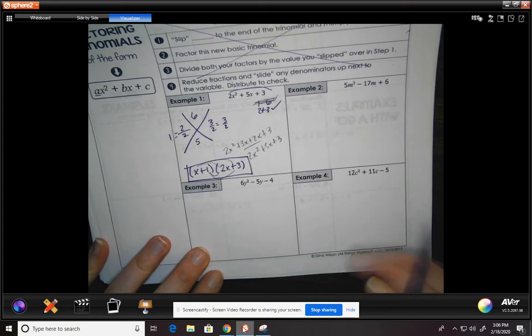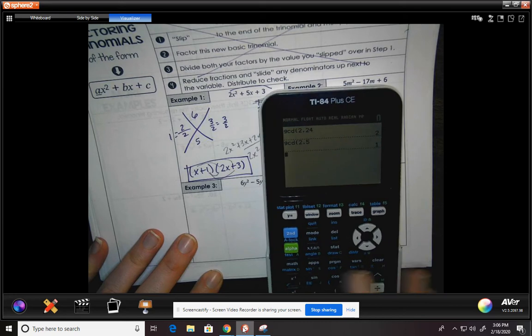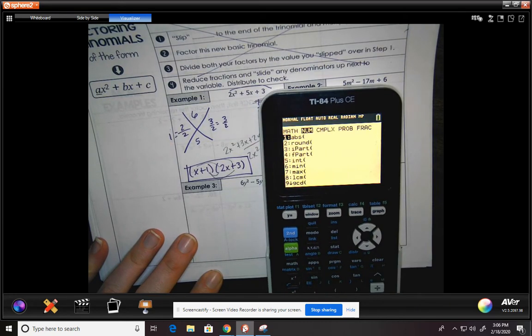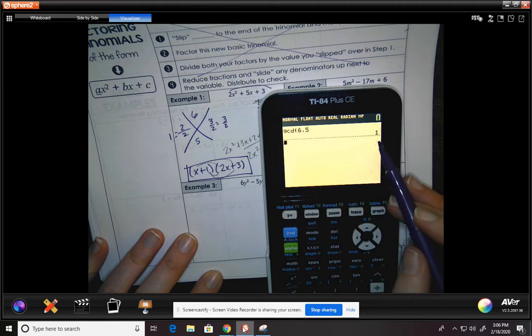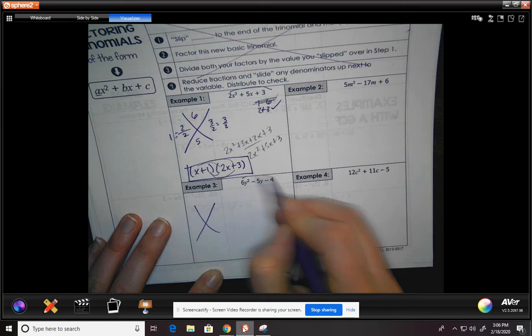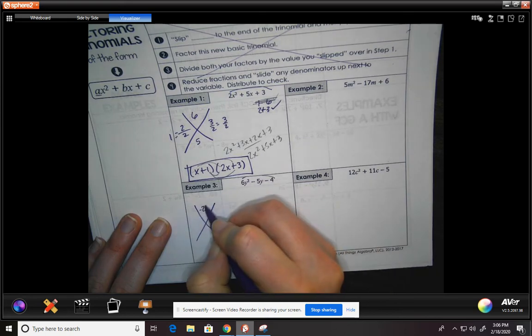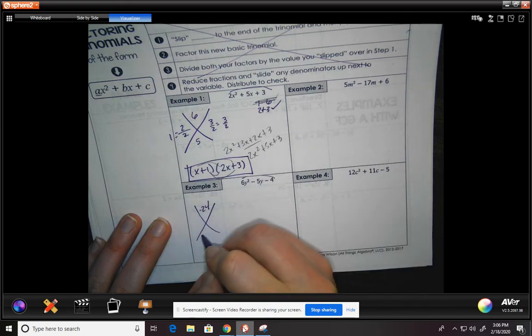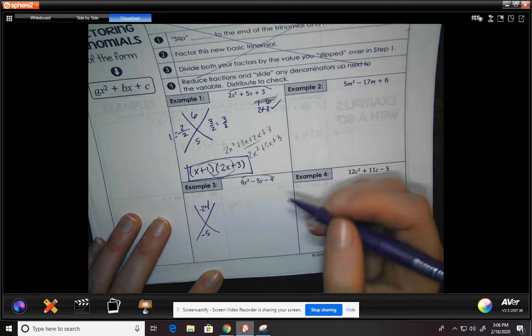Okay, so example 3, I have 6y squared minus 4y minus 4. So the first thing we're going to do is check that GCF. We're going to do 6, 4, 4. Remember, if it gives you a 1, there's not a GCF, so we go straight to the x. We're going to do 6 times negative 4, which is negative 24. And then I bring down that sum of negative 5.